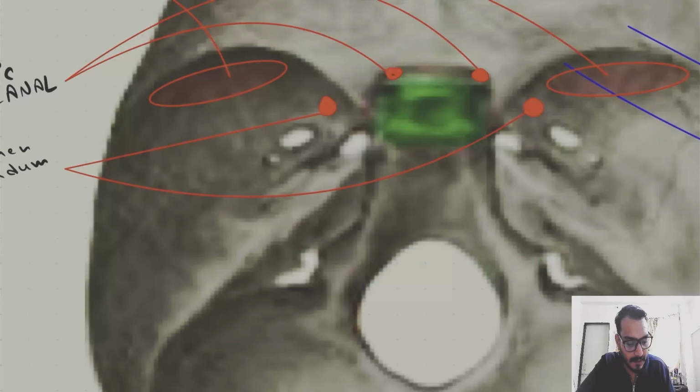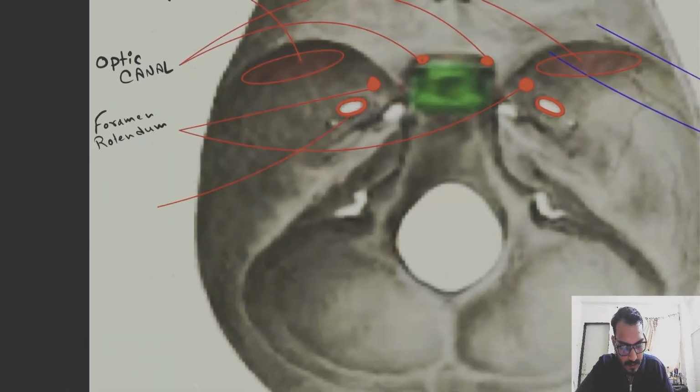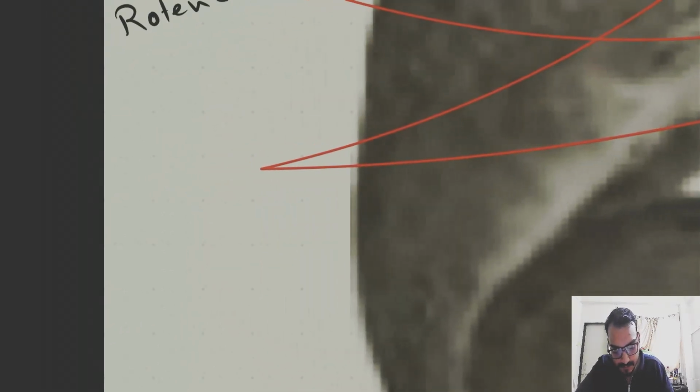From foramen rotundum, posterior laterally we have one more foramen. This foramen here, guys, is known as foramen ovale.